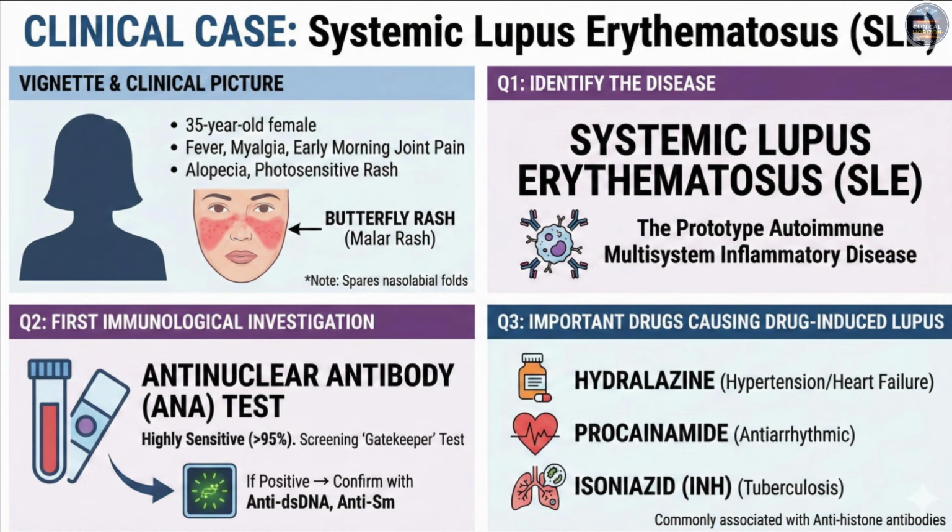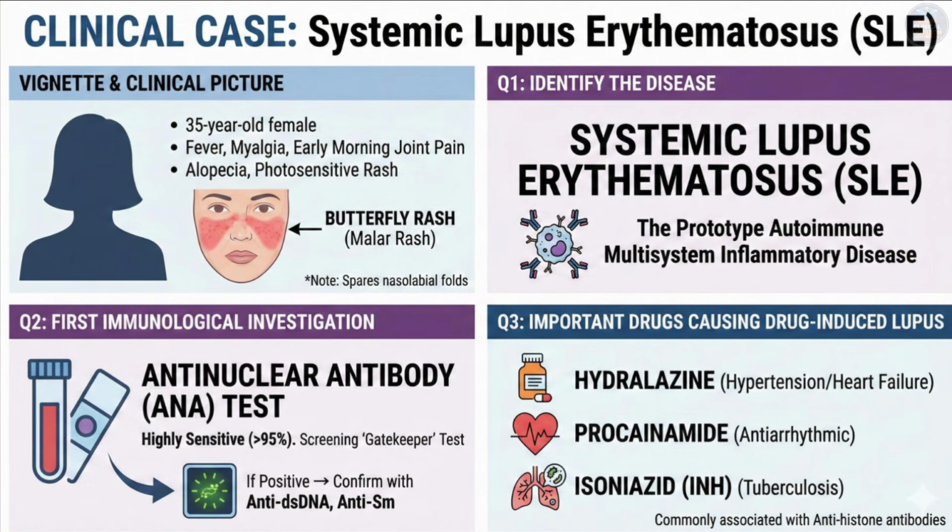Now come to question number 1. Identify the disease. The answer is unquestionably the prototype of autoimmune disease. The answer to write: systemic lupus erythematosus, or SLE.